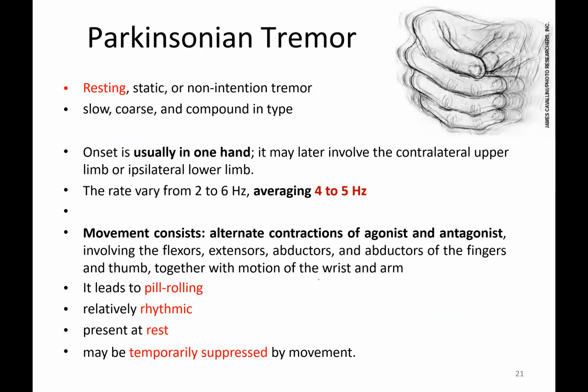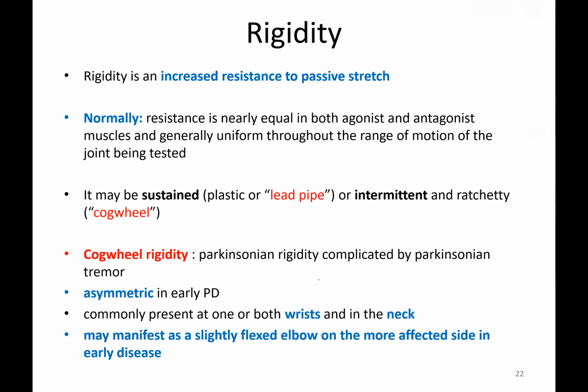And in Parkinsonism, the pill rolling movement, relatively rhythmic, is present at rest. This tremor is present at rest, may be temporarily suppressed by movement. Resting, static, non-intention tremor. Intention tremor is a feature of cerebellar disease. This is a resting tremor, pill rolling type, as though they're rolling homeopathic pills between the thumb and the first two fingers, index and middle finger, as though you are making small balls of Godum Pindi or some pills like that. That is the movement mostly that is there.